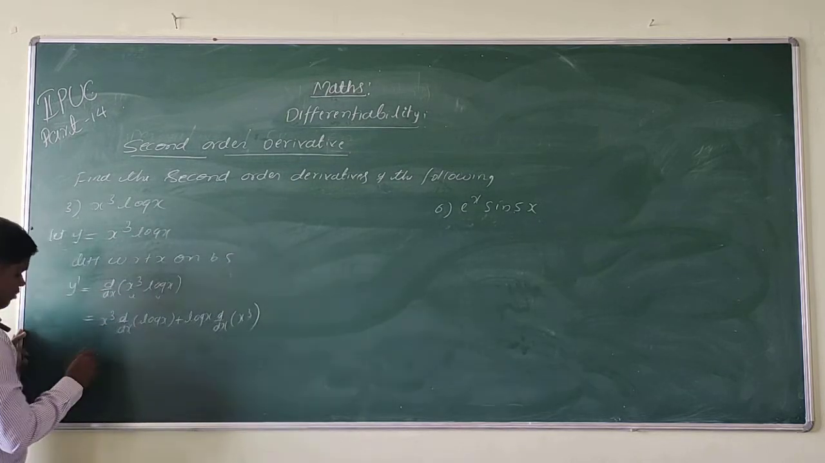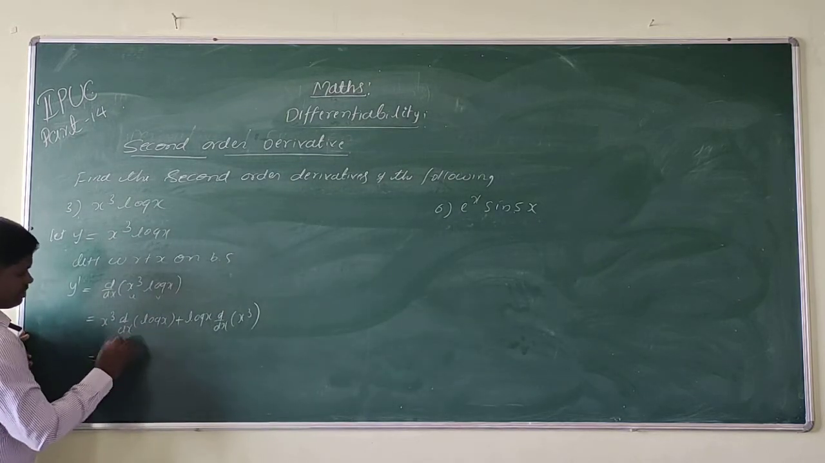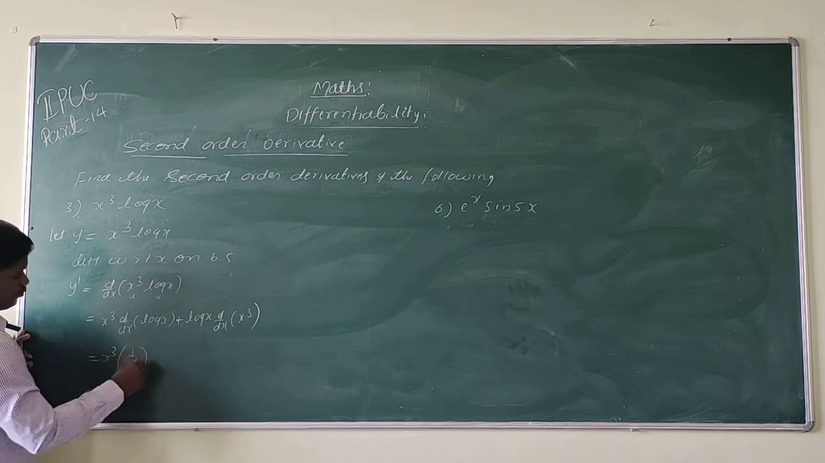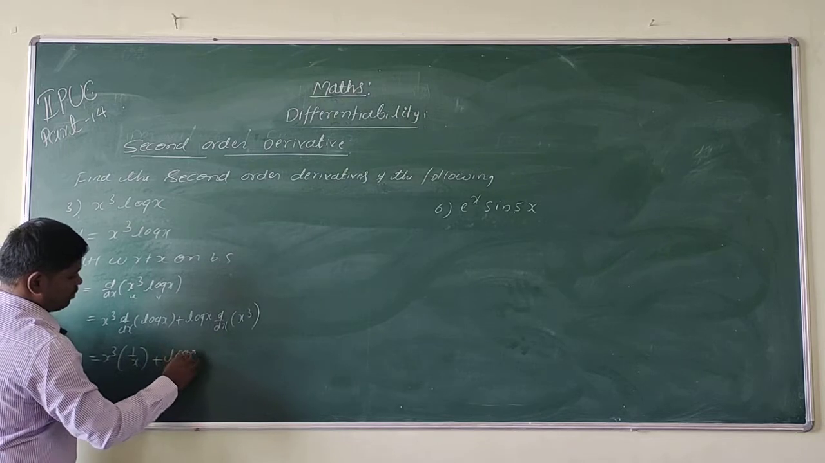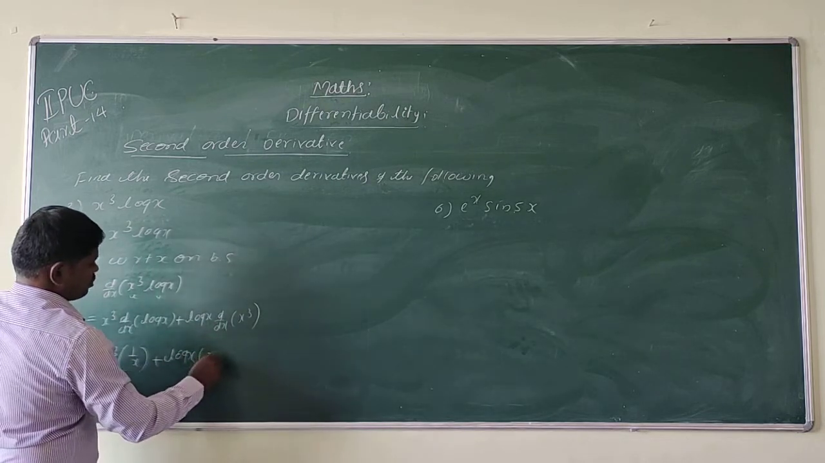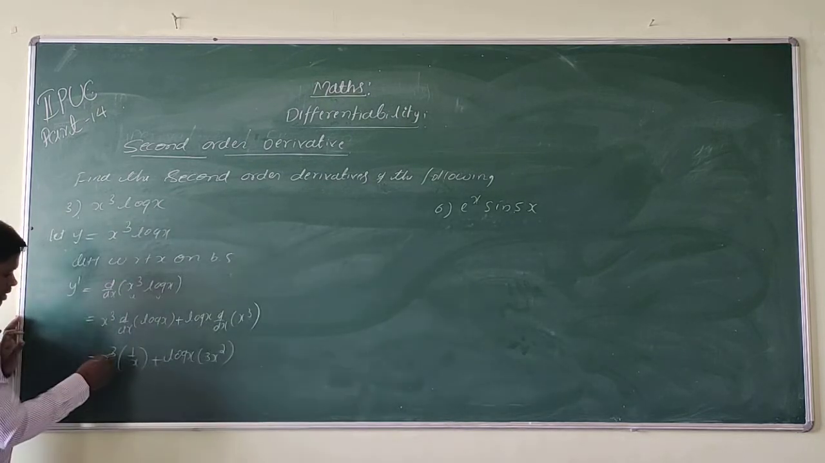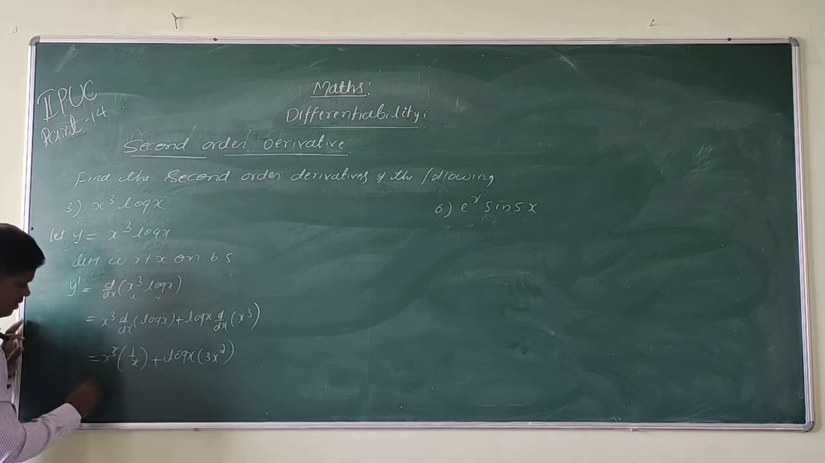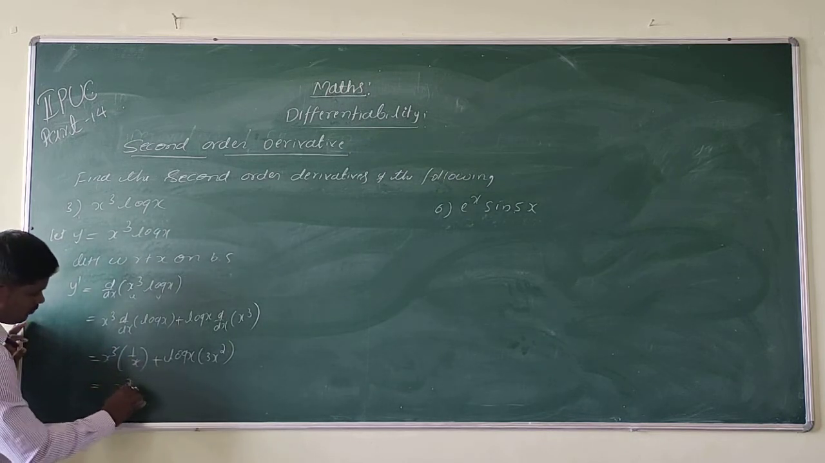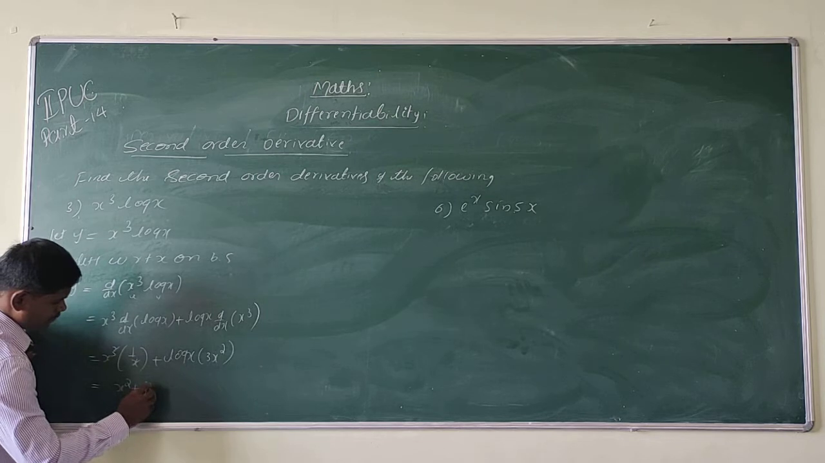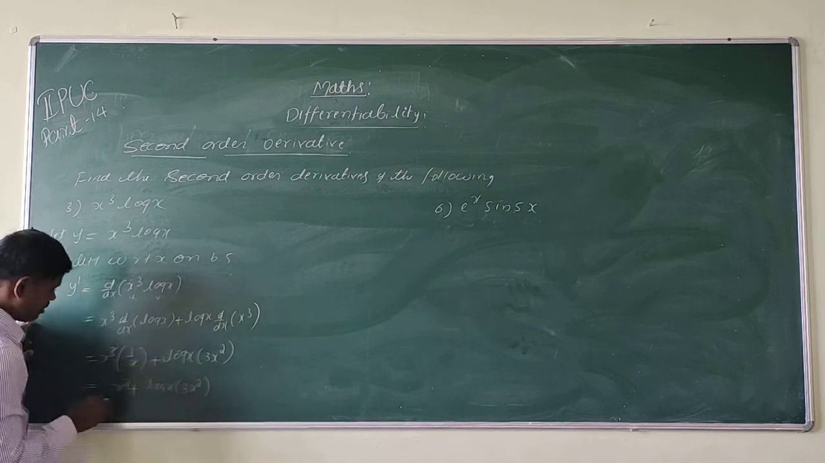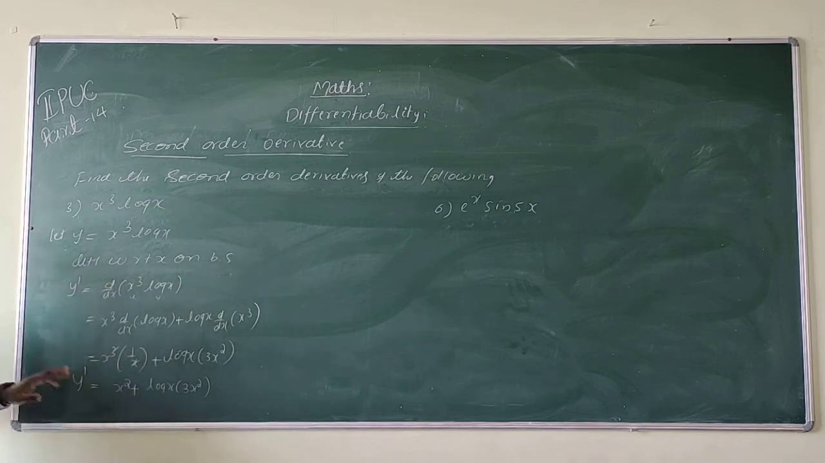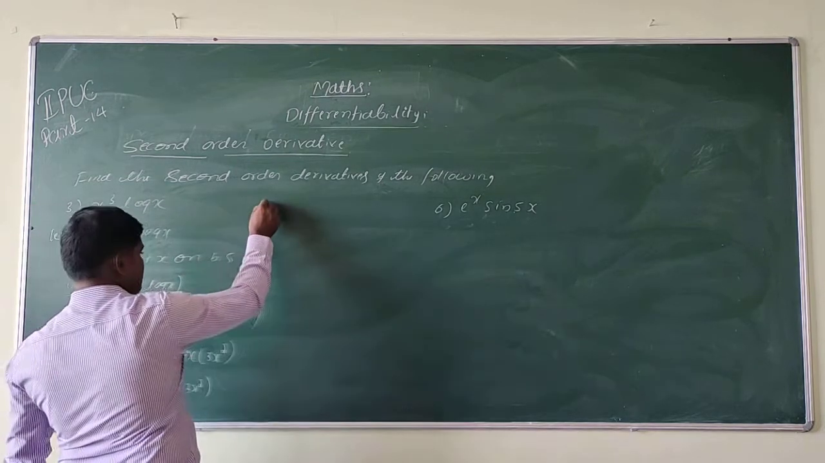Okay. So which is equal to x cube into differentiation of this one is 1 by x. Okay. So plus log x into differentiation of this one is 3x squared. So then x and 1 by x get cancelled, left with x squared. x squared plus log x into 3x squared. Okay. So this is y dash. So this is differentiable. So therefore again differentiate.